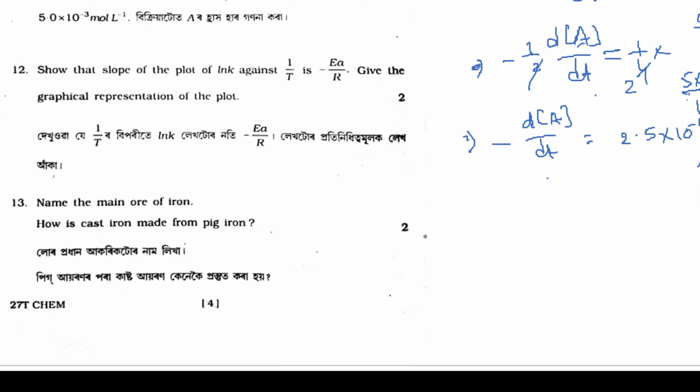Question number 12. Show that the slope of the plot of ln k against 1/T is minus Ea by R. Give the graphical representation of the plot. This is a very good question. Friends, this question number 12 is very important, so observe it very carefully.